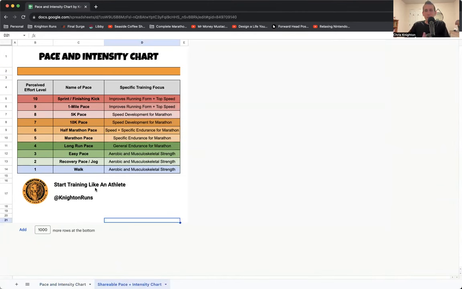On a scale of 1 to 10, you can give each of those intensities 1 out of 10, 2 out of 10, 3, 4, 5, all the way up to 10 out of 10. You can give them all a name, and they have a specific training focus as well. So what is the name for each pace and what is the focus?